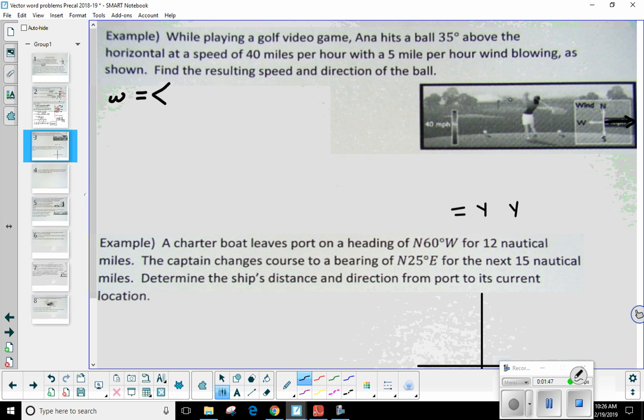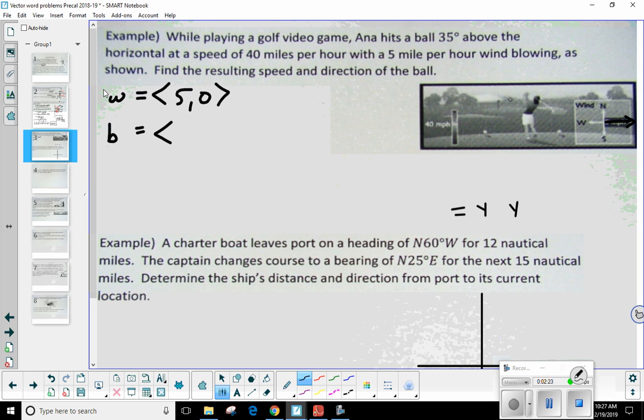Now, what am I going to write for the component form, because it is going due east? It would just be positive 5, what? 5, 0, yes. There we go. Now remember, if it's on the x-axis, the angle on the positive is 0, so you could still plug in the formula, 5 cosine 0, 5 sine 0, but it's still going to give you the same thing. Now for the other one, let's say B represents the ball's component form.